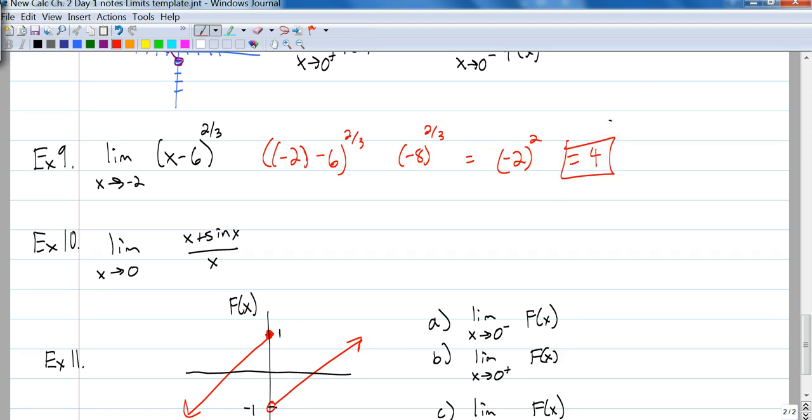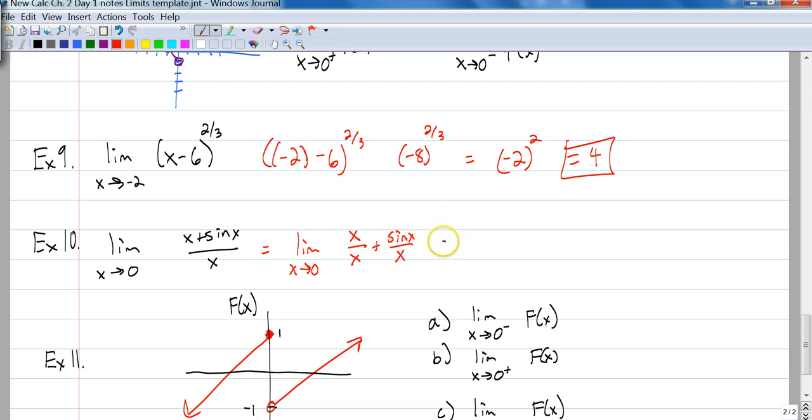Substitution worked there. Substitution will not work here because you would have 0 plus 0 over 0. However, hopefully you see a trig function, and then it's being divided by x. So let's split this apart into two fractions. So I have the limit as x approaches 0 of x over x plus sine of x over x.